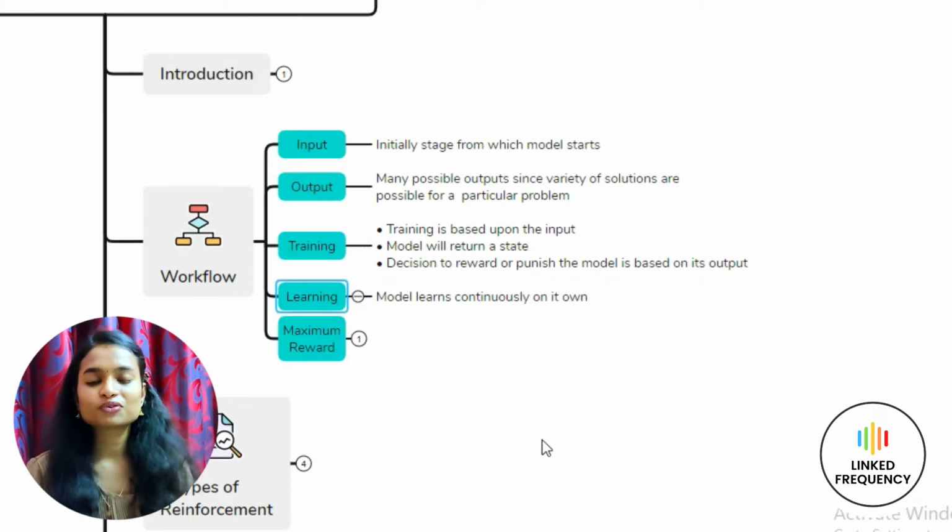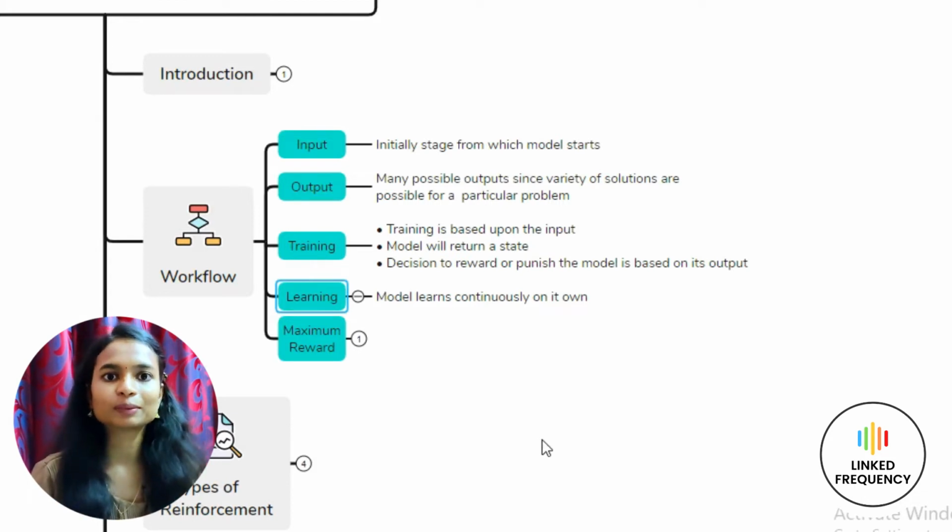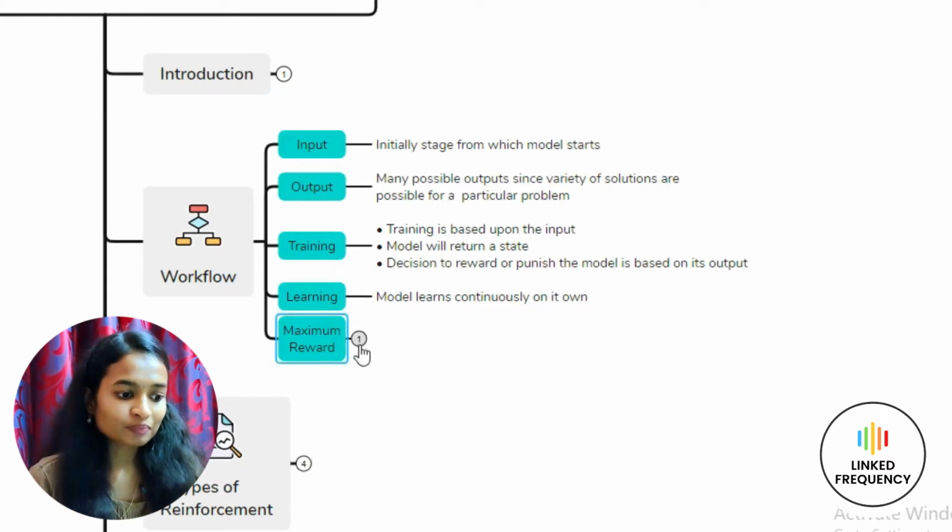So there is a loop. The action is taken based on the environmental conditions and then it gets feedback. Based on the feedback, it tries to improve and then takes up the next action. This loop goes on till it gets the best possible solution for that particular problem. So this was all about learning. Then lastly, maximum reward.